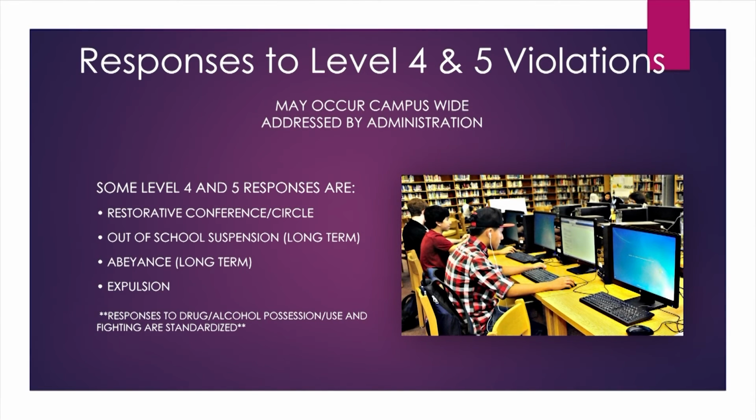Level 4 and 5 violations can occur anywhere on the campus, and they are addressed by administration. Some of those responses are a restorative conference or circle, a long-term suspension out of school, an abeyance, long-term, possibly expulsion. Responses to drug and alcohol possession and use and fighting are standardized.